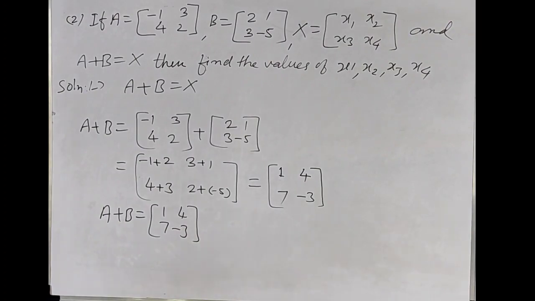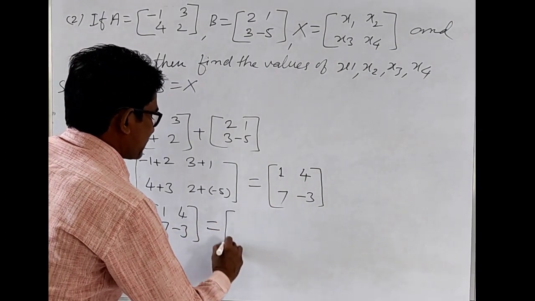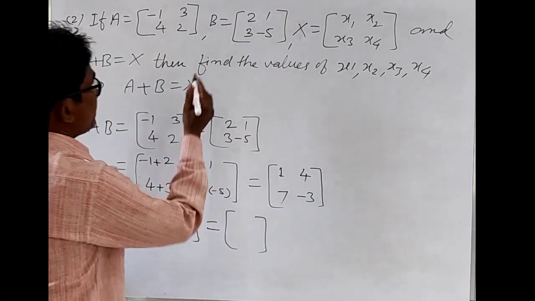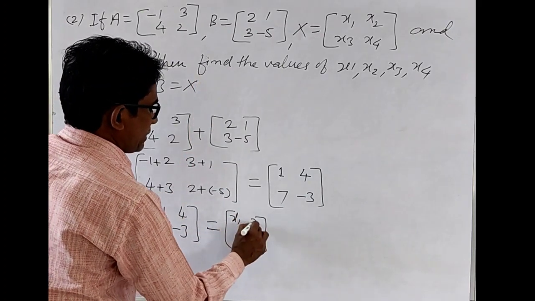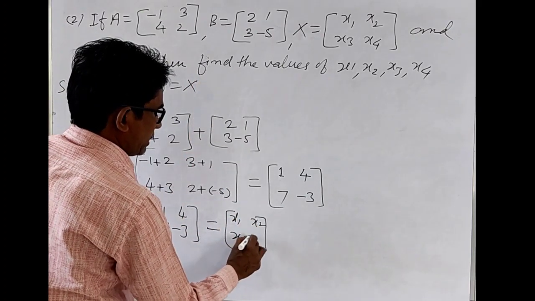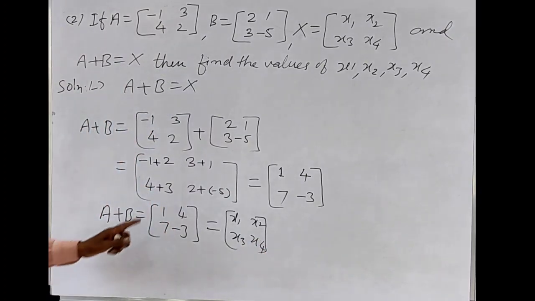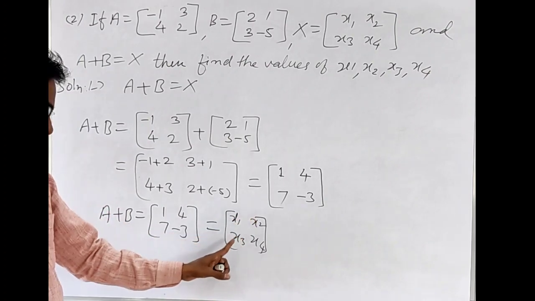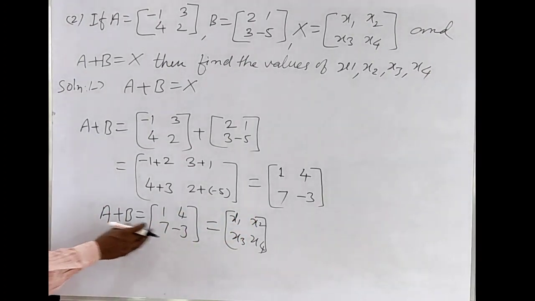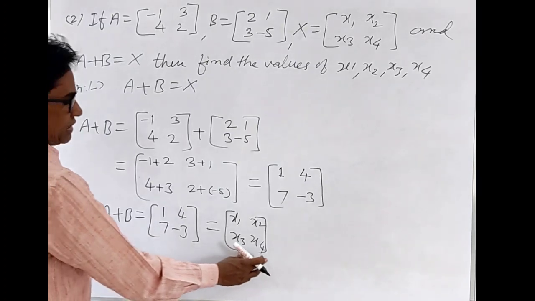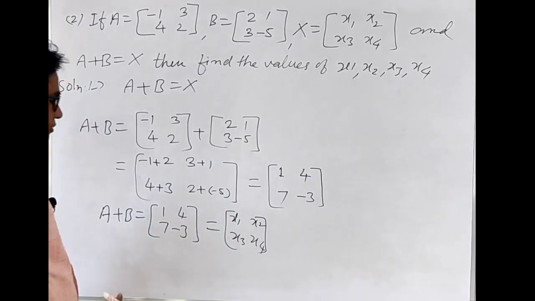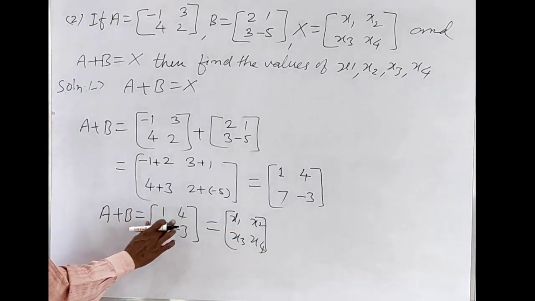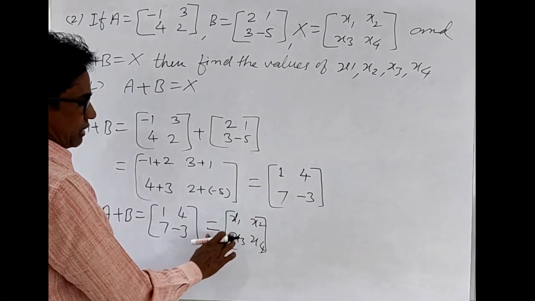But in the condition, what is A plus B? A plus B is nothing but X. That means it is equal to X matrix. What is X matrix? x1, x2, x3, x4. So 1, 4, 7, -3 is equal to x1, x2, x3, x4. That means A plus B is equal to X. So this is A plus B and this is X. Therefore 1, 4, 7, -3 is equal to x1, x2, x3, x4.